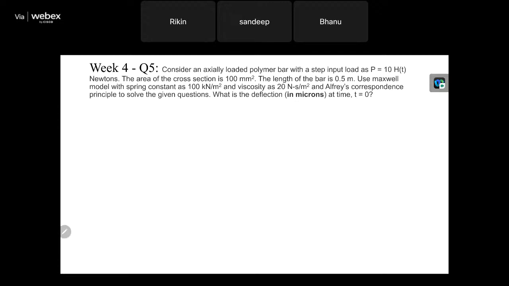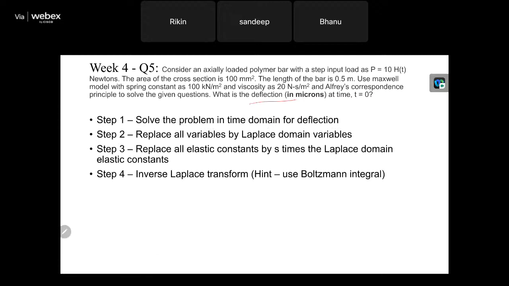Now you have to find the deflection. Now, if this was a question for an aluminum or a steel bar, this would have been a pretty easy question because then it would not show viscoelastic behavior, and this could simply be solved in the time domain. But since this is the viscoelastic bar, we have to use Alfrey's correspondence principle. Now there are certain steps that you have to follow. For Alfrey's correspondence principle, step number 1 is to solve the problem in the time domain for deflection.